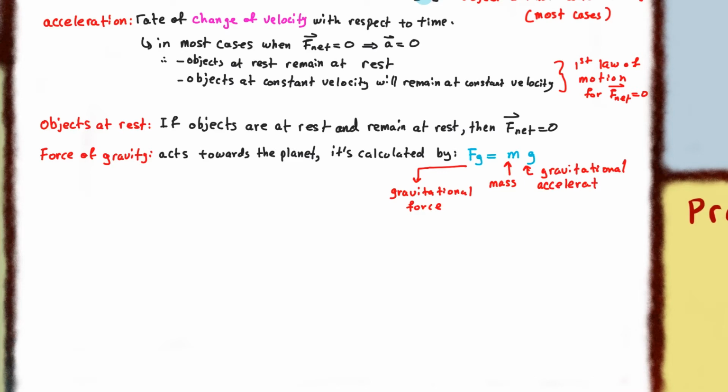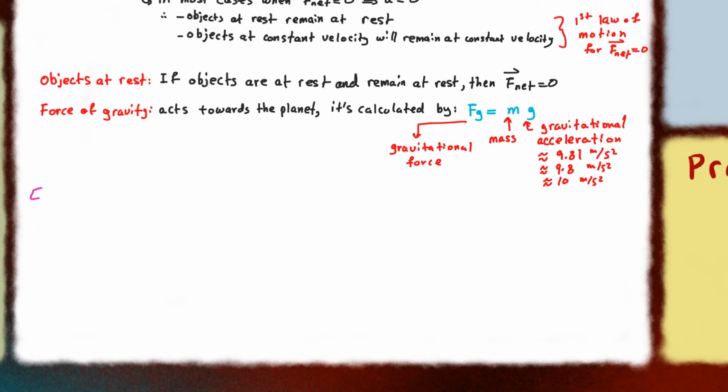Gravitational acceleration around Earth is approximately 9.81. This is a rounded value, that's why I'm using the approximation mark, and we can sometimes use 9.8 or 10 depending on the curriculum. Now let's look at an example.